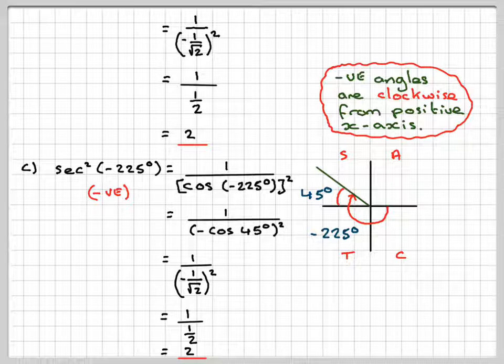So this has been a video to show you how to find the exact form of trig ratios which have been squared. I hope you've understood, and I thank you very much for watching.